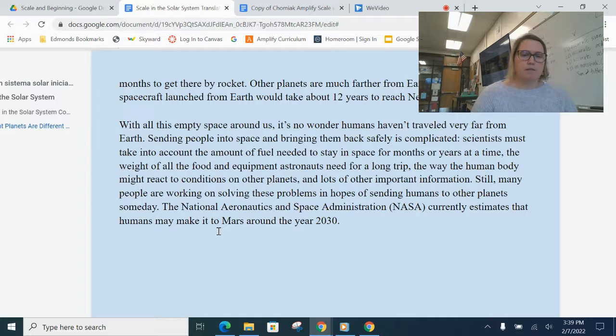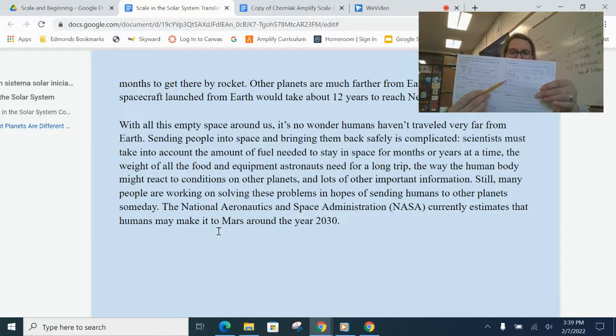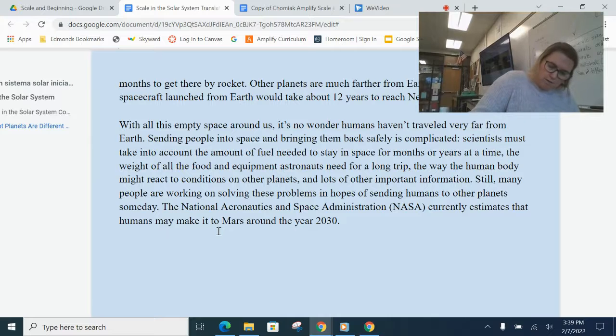All right. So NASA, the National Aeronautics and Space Administration, currently estimates that humans may make it to Mars in 2030. Okay. So again, I would say mostly empty space. Empty space. And that's why, and I'm going to put an arrow for me to show that's why. Kind of like that. My arrow. That's why humans haven't explored much.